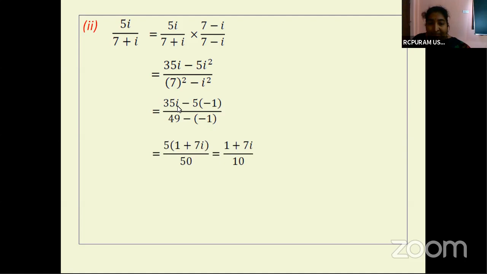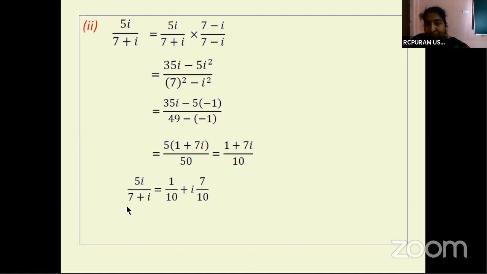Still further, 35i + 5, isn't it? And 49 + 1, which is 50. So 35i + 5. From these terms, I will take 5 common. So I will get 1 + 7i. 5 and 50 get cancelled, children. So you will have (1 + 7i)/10. So 5i by (7 + i) is 1/10 + i into 7/10.